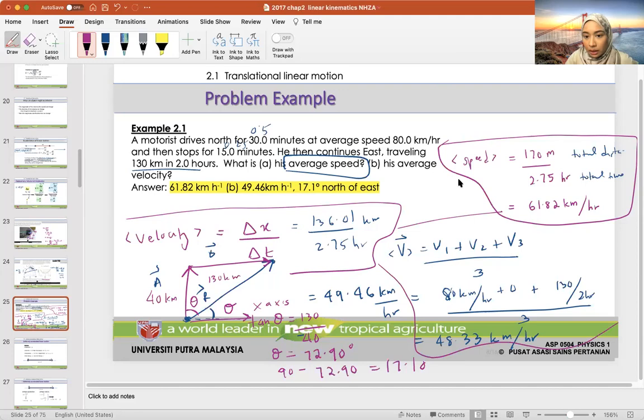Doktor, kalau kata 72.9 east of north pun boleh. Boleh. Boleh. Boleh juga. Oh betul lah sebab kita punya soalan east, north semua tu kan. Boleh.